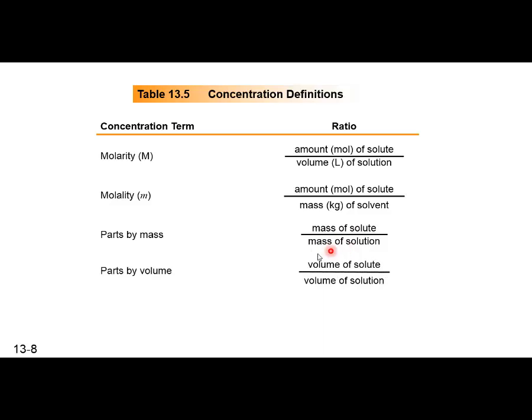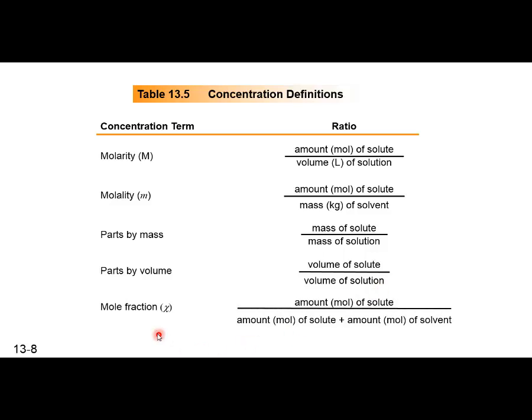We can also have parts by volume. That would be the volume of the solute over the volume of the solution. We often use parts by mass when we have a solid that we're dissolving, but parts by volume is very useful when we have a liquid I'm dissolving in another liquid. I could measure with a graduated cylinder the volume of the solute liquid in the volume of the entire solution. That's really easy to do when I'm working with just liquids.